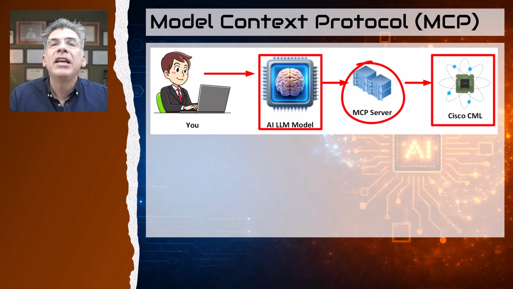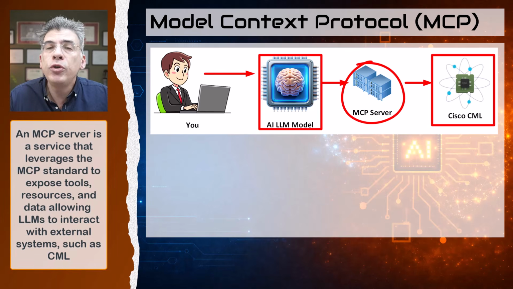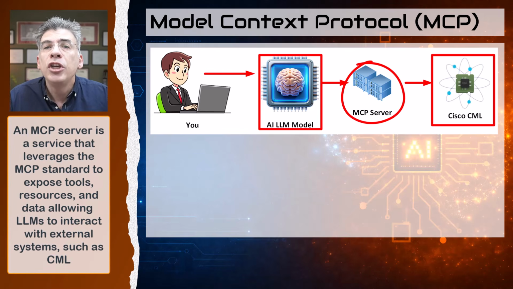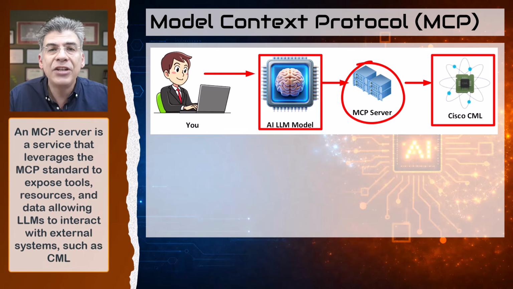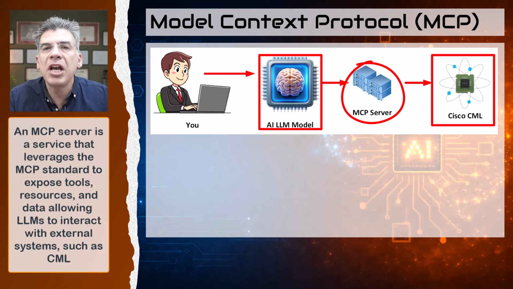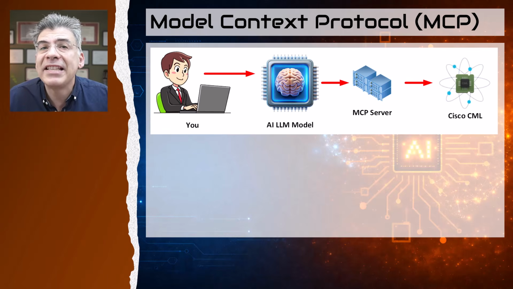So in short, an MCP server is a service that exposes tools, resources, and data using the MCP standard so that AI models can interact with external systems, such as Cisco's CML. So the AI LLM model never directly accesses your CML system, but it goes through the MCP server. Now, practically speaking, what does this mean?